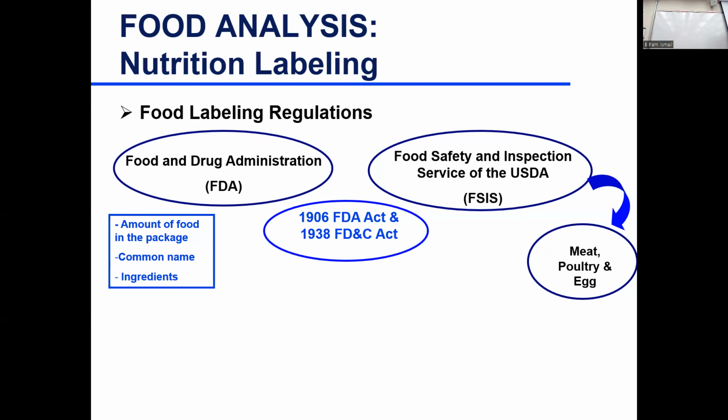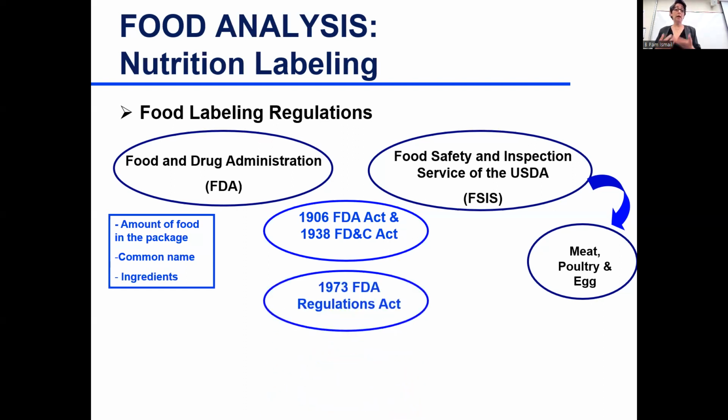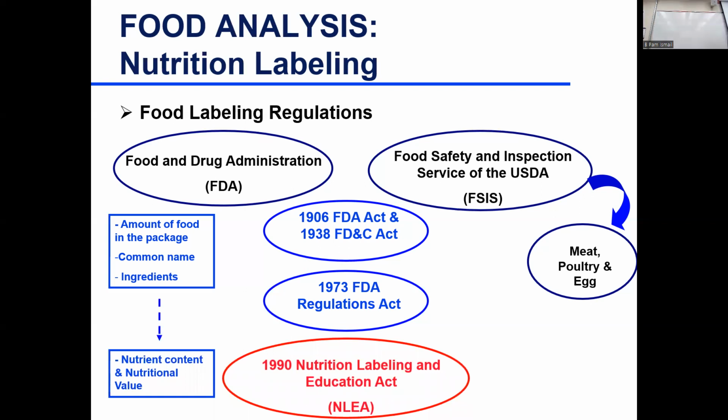So you just put the amount of food in the package, the common name, what is it? Cheese, yogurt, bread, ingredients. So the list of ingredients, that's what was required to be on the label. Now, in 1973, there was an Additional Regulation Act, and we'll talk about it, where the nutrition labeling expanded, but it was optional. And then in 1990, the Nutrition Labeling and Education Act mandated nutrition labeling for most of the products. And then we went from just this information over the years to include nutrient content and nutritional value.